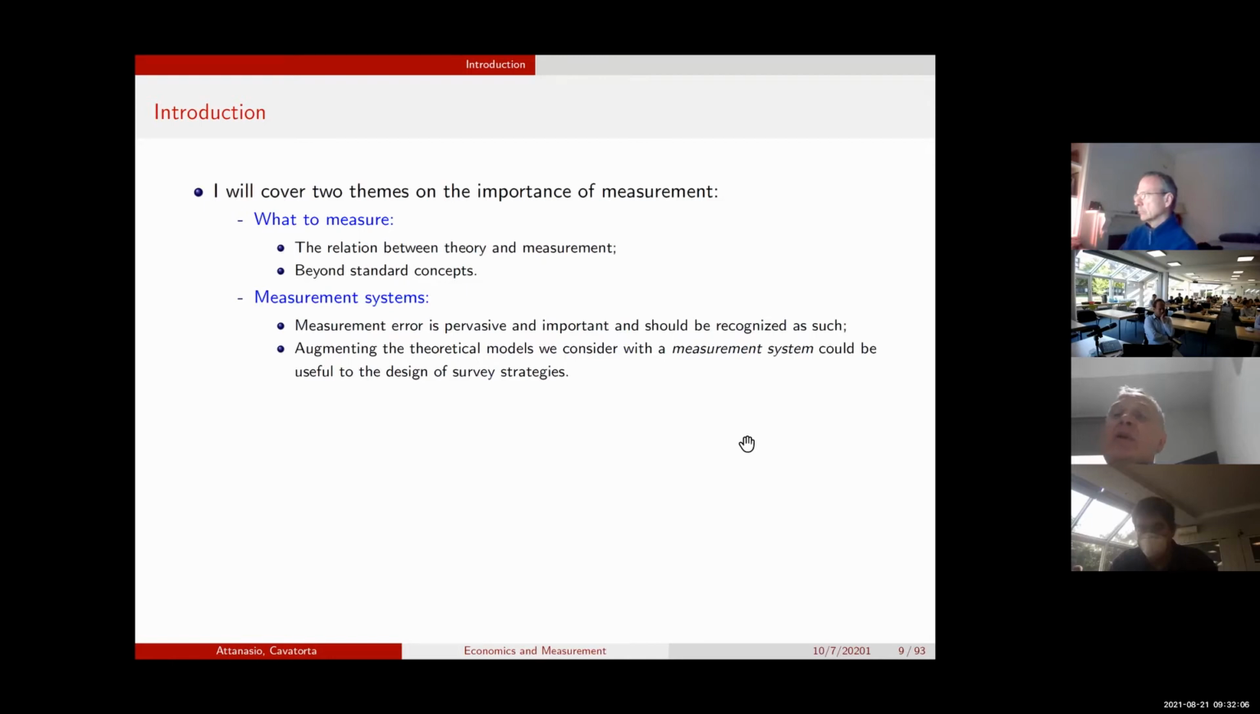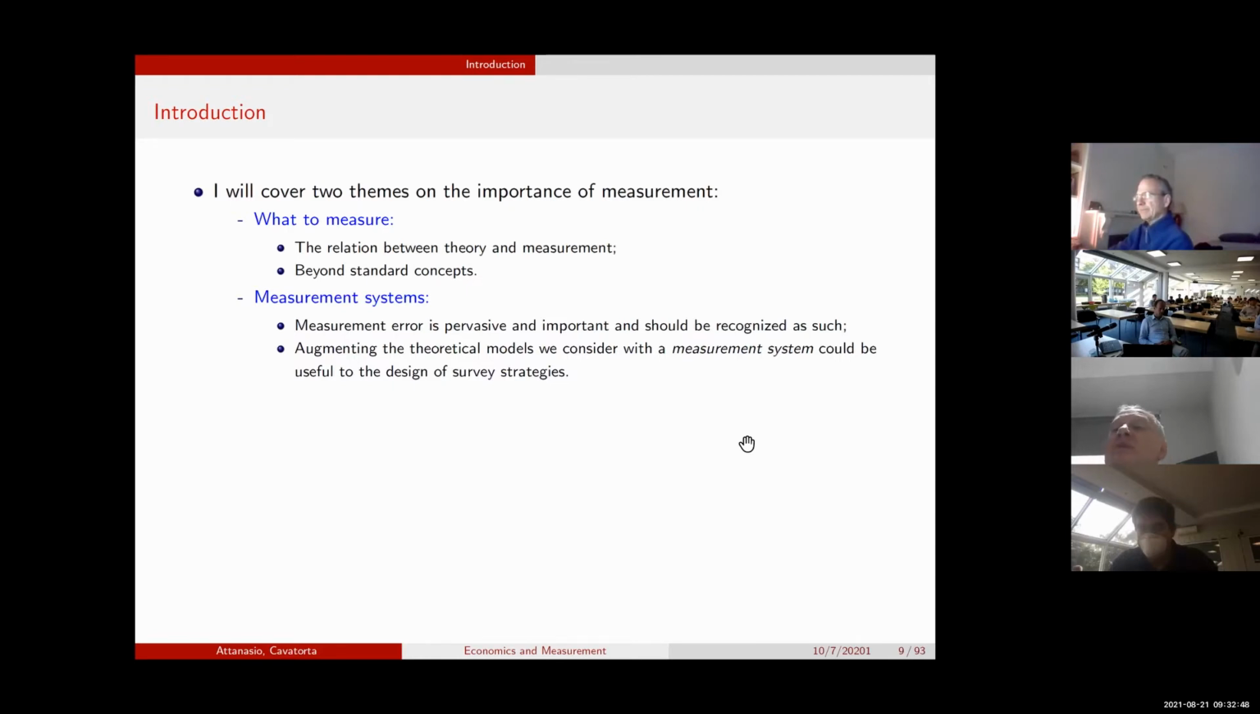Yesterday, or in the last 2 days, several papers referred to the use of measurement systems. And I think that is important because if you go down this route of measuring new stuff, or in general, if you collect data, you come soon to the realization that measurement error is everywhere and is important. And I think it should be recognized as such. And so it's very useful to augment the theoretical model to explicitly consider the presence of measurement error.